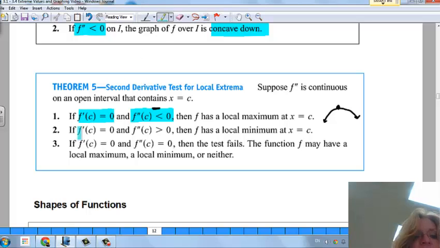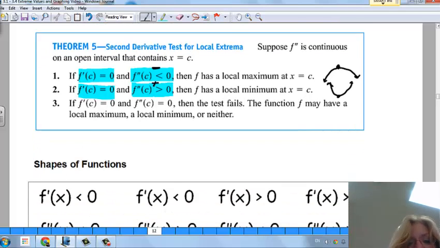If we had our first derivative equal to 0 and f double prime was greater than 0, or positive, then it has a local min because that means that everything of the function is above it. So it would look like that. If f prime of c is equal to 0 and f double prime of c is equal to 0, the test fails. The function f may have a local max or a local min or neither. Okay?